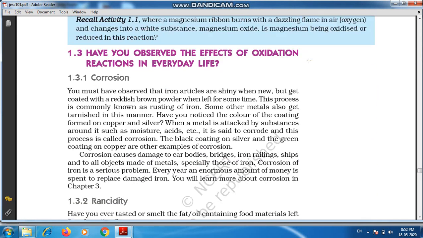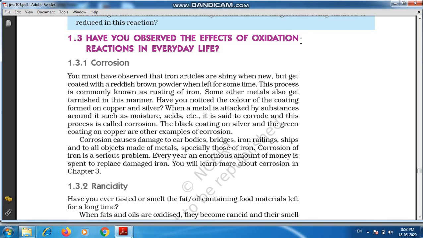In my next video we will see some of the effects of oxidation and reduction reactions in everyday life, and we'll discuss the in-text questions which appear on page number 13.